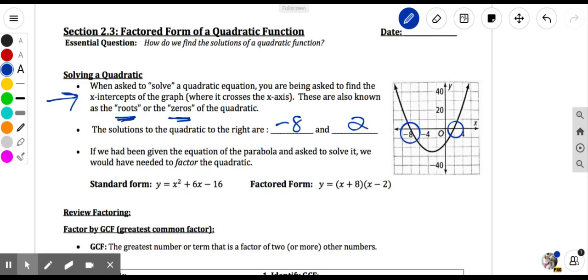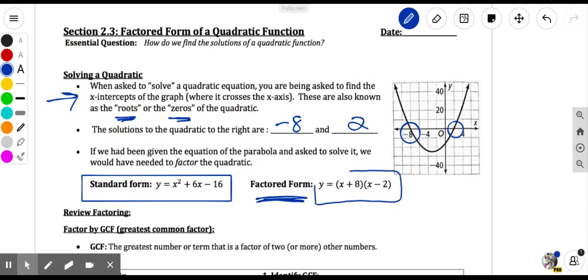What we're going to be doing in this section is we're going to be given the standard form, which we already know about, and be asked to find the x-intercepts. And how we do that is using the factored form. So everything that we're going to do today is going to look kind of like this. Each of these sets of parentheses, like this right here, is one factor. This right here is another factor. Factors are numbers that multiply together, or terms in this case, that multiply together to give you something else.